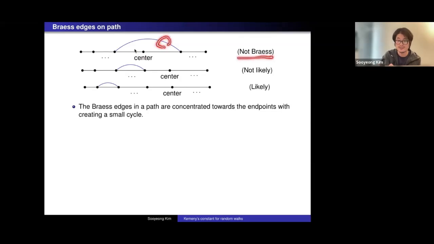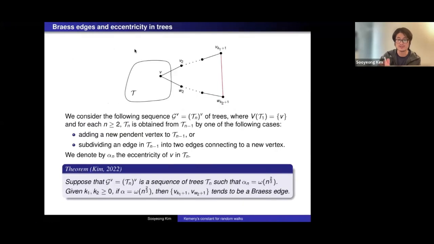But when I shifted this cycle, passing by the center and then toward this endpoint, then this cycle is not likely to be a brace edge, but when I shift it towards the endpoint, it becomes a brace edge. So this phenomenon happens in a path, and this fits into this result. I mean, it's the intuition of this result, actually.